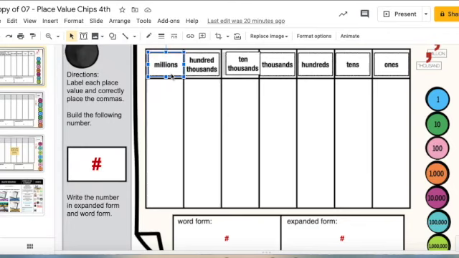This is our first math lesson working with the EngageNY 4th grade, and we're working with place value to start things off. If I put a 1 here, how many units do I have?